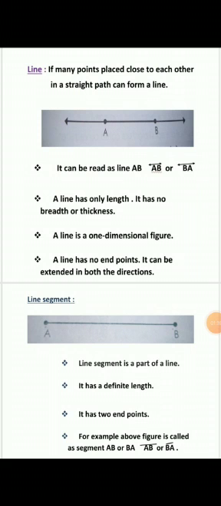Next, coming to line segment. A line segment is a part of a line. It has a definite length. It means it has an exact length, and it has two endpoints. That means it cannot be extended in any direction. Here we can consider the above figure AB. So it can be read as segment AB or segment BA.